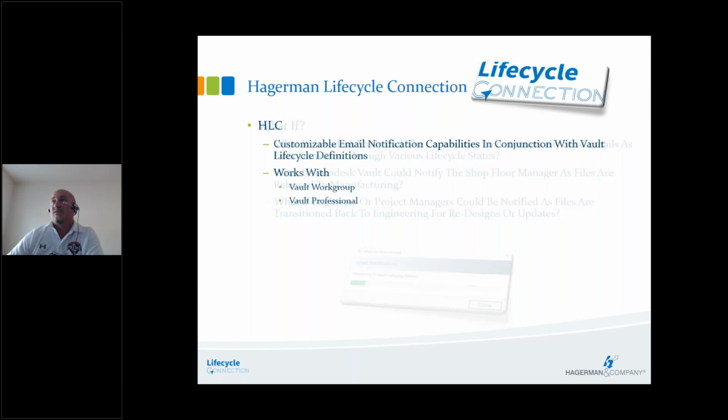So with the HLC, or the Hagerman Lifecycle Connection, we can customize those email notifications, sent to a predetermined list. We can have it prompted to send to additional recipients at the time of the transition, as well as to add additional comments. But it does only work with Vault Pro and Vault Workgroup. It works with the Vault 2021 software all the way back through Vault 2017 that we've got it implemented currently.